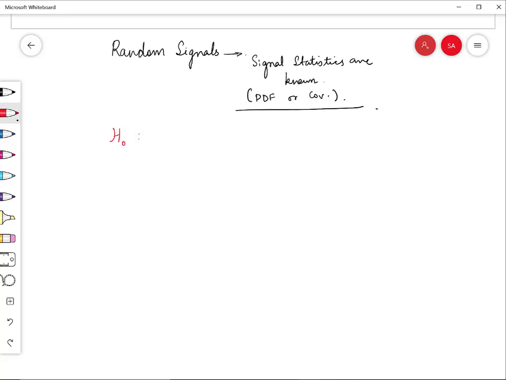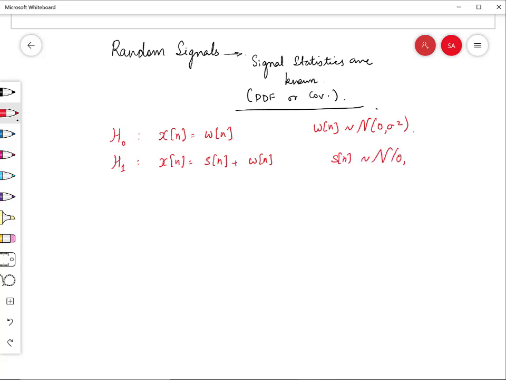In the last class we took a very simple example of a binary hypothesis case, where H0 was just the noise. The noise was white Gaussian noise with mean 0 and variance sigma square, and the alternate hypothesis was signal, which is Sn plus Wn, and we know that the signal was again a Gaussian with mean 0 and variance sigma s square. This is the example that we discussed last time, and the optimal detector in this case was an energy detector.